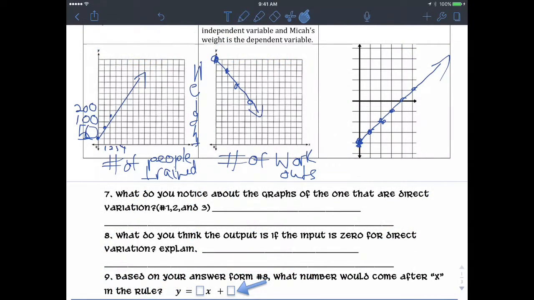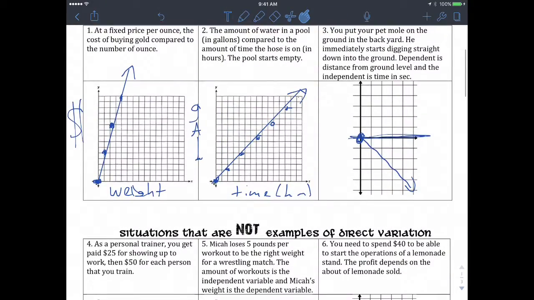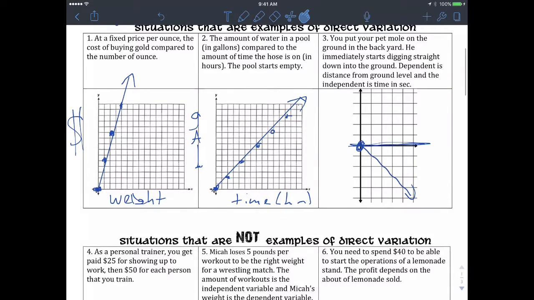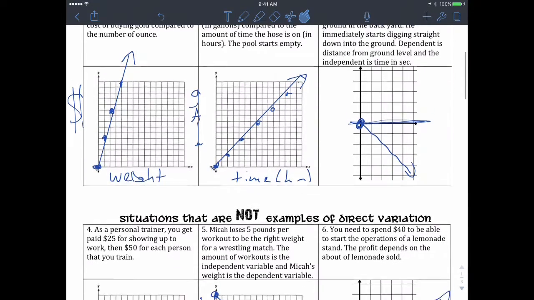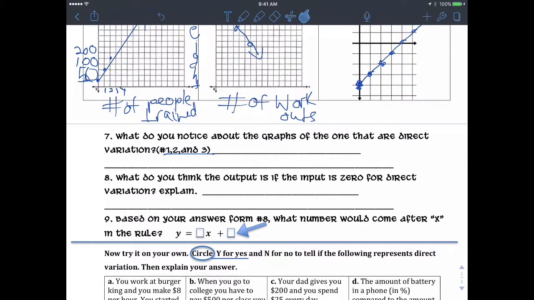Okay? Now guys, 7, 8, and 9 are all based on numbers 1, 2, and 3 at the top. So what I need you to do is look at these graphs up here. So 1, 2, and 3. Okay, the gold one, the pool one, and the mole one. And I want you to answer these 3 questions. Okay? After you're done, we'll go over it. Go ahead and do that right now.